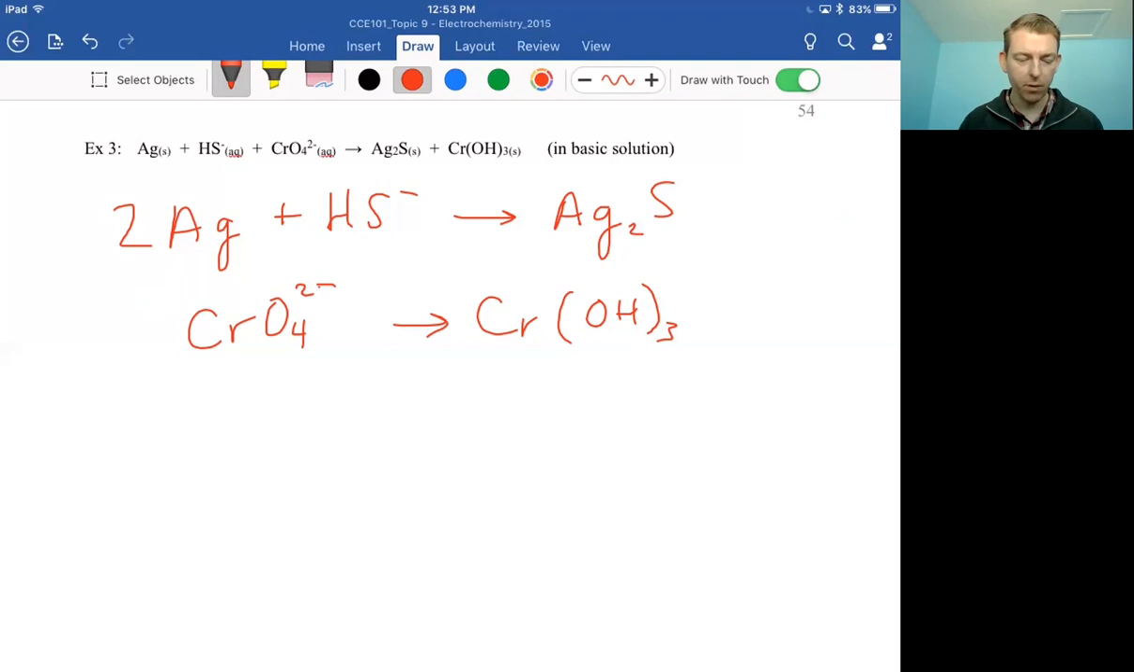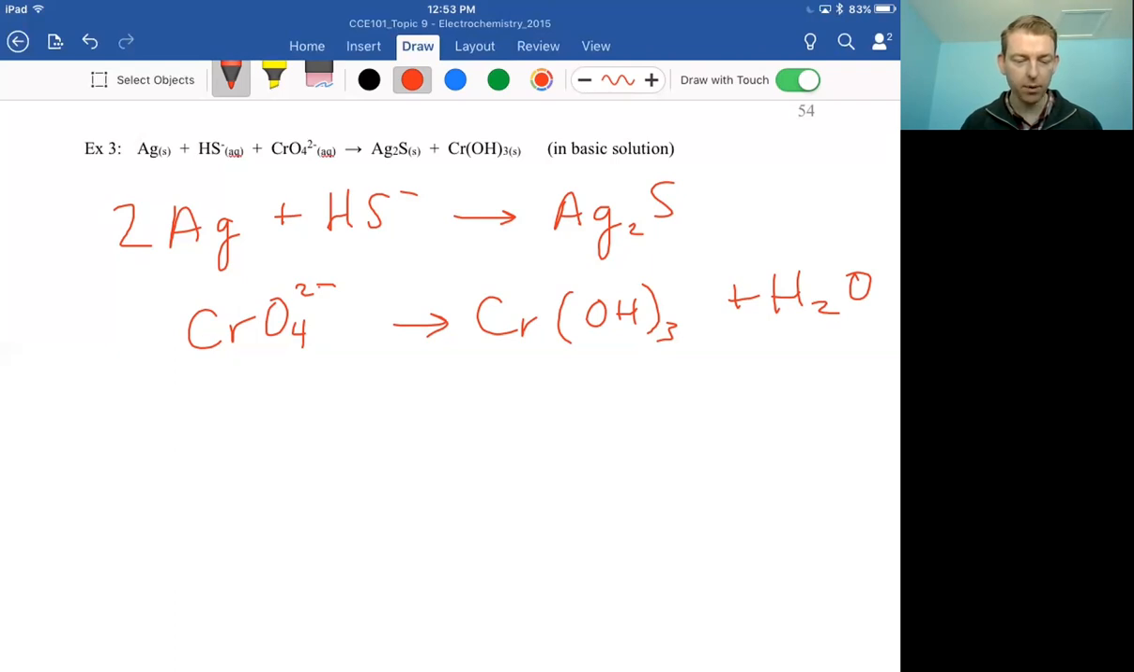We got 4 oxygens on the left-hand side, 3 on the right-hand side, so we'll need to add in 1 water, because that's going to give us 1 oxygen atom. Hydrogen we're not worried about yet. So now we have 4 oxygens on the left-hand side, 4 on the right-hand side, so oxygen's balanced. All right, let's go on to balancing hydrogen.